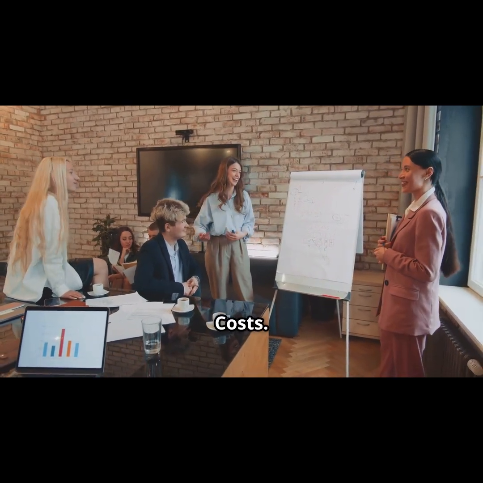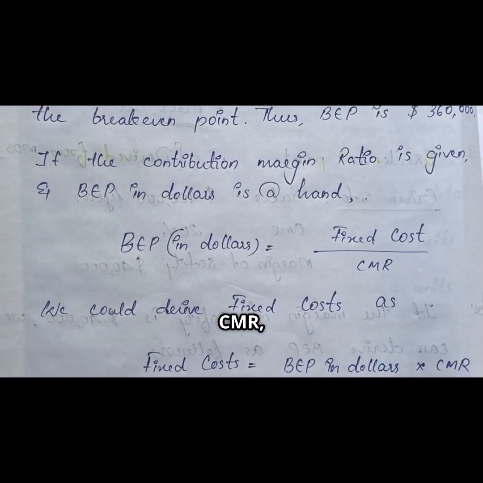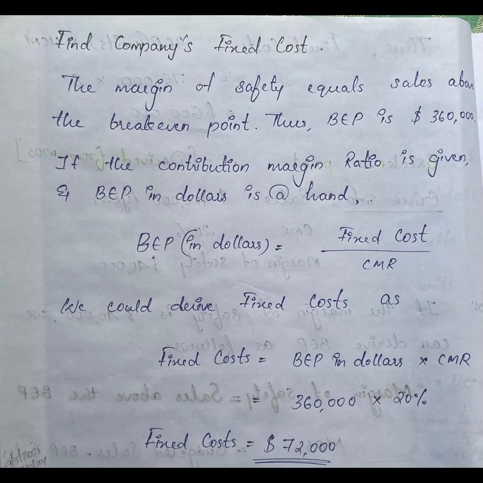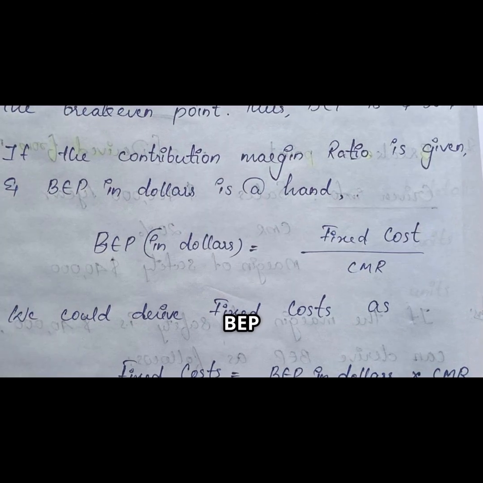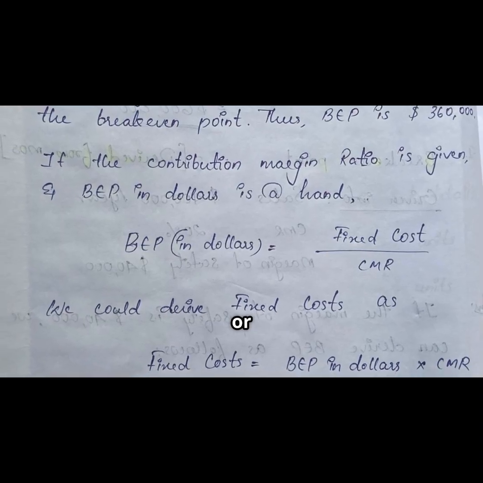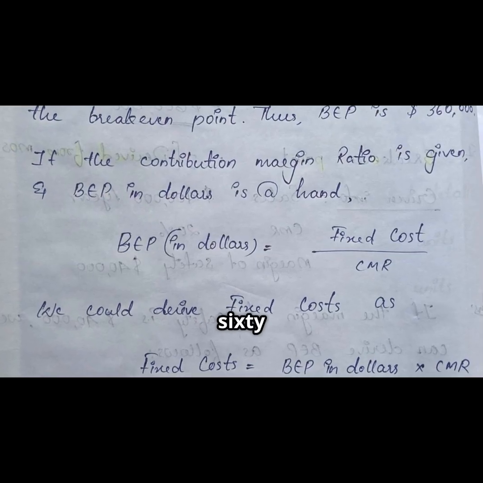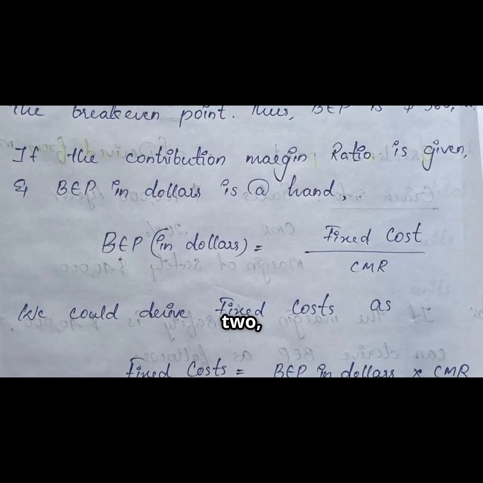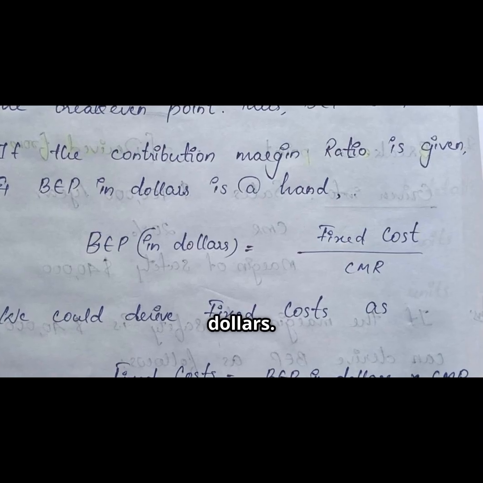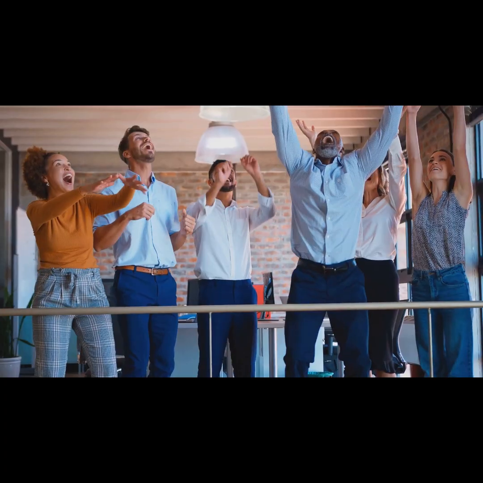Step 2. Fixed costs. Now, to find the fixed costs, we use the contribution margin ratio, or CMR, along with the break-even point. The formula is fixed costs equals BEP multiplied by contribution margin ratio. Using the data, BEP is $360,000 and CMR is 20%, or 0.2. Plugging in the values, fixed costs equals $360,000 multiplied by 0.2, which equals $72,000. So the company's fixed costs amount to $72,000.